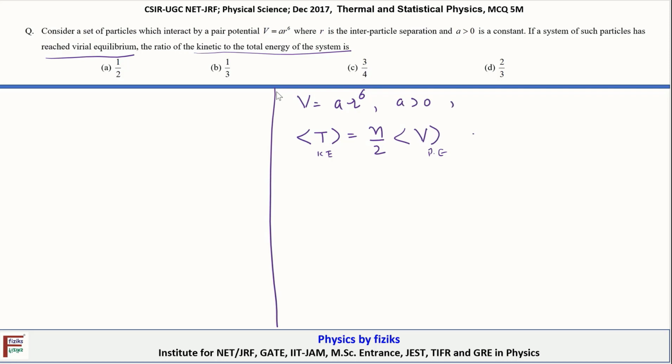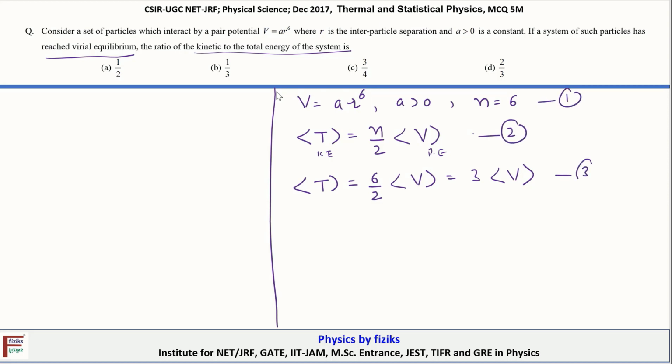So n is known from the given potential. Here n is the exponent, which is 6. Therefore the average of the kinetic energy is equal to 6 by 2 times the average of the potential energy, which is equal to 3 times V. Let's call this equation 1, and this is our standard result, and this is equation 3.